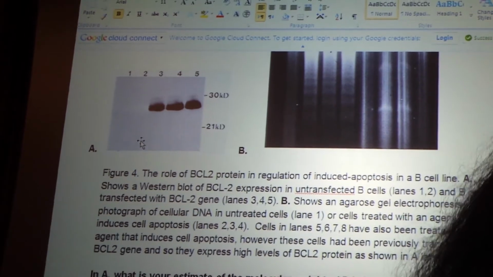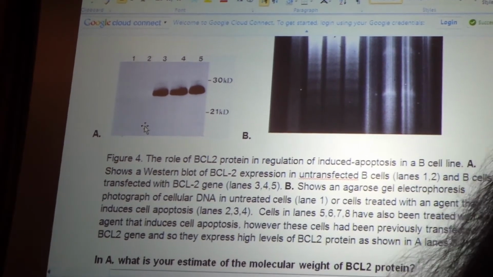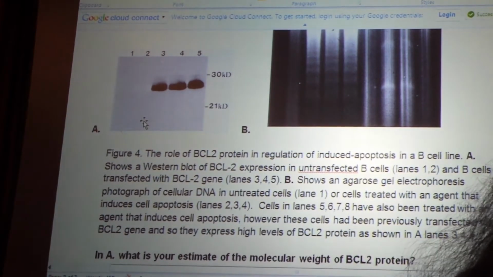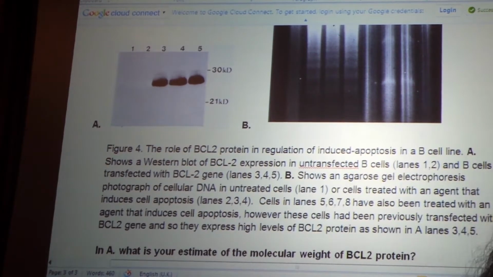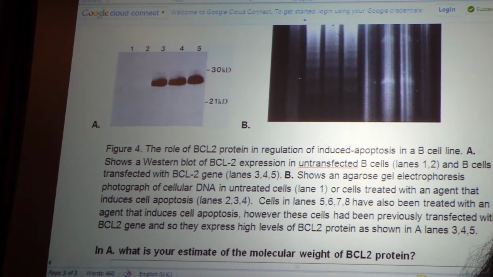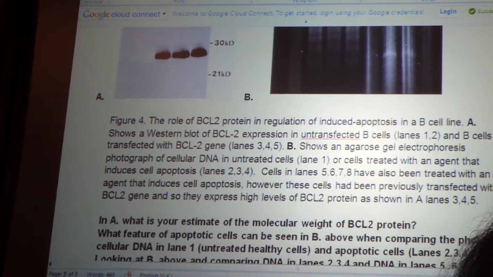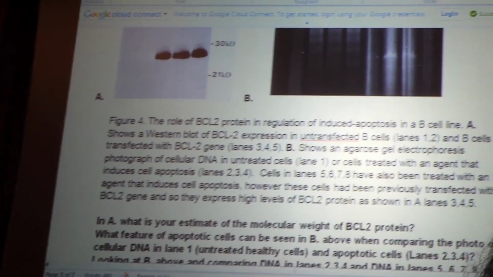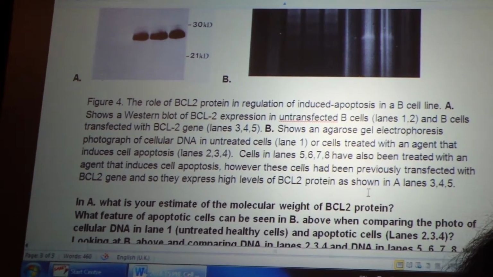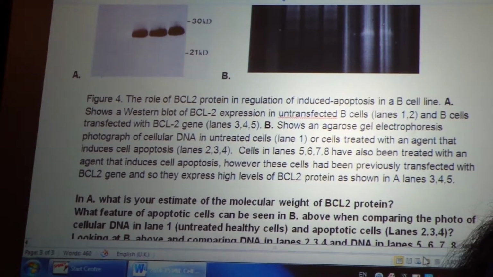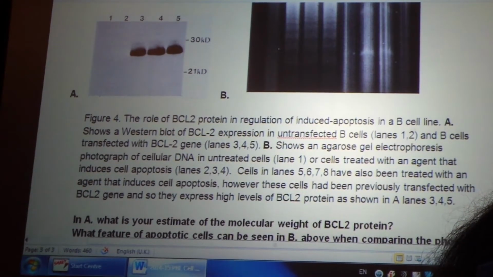Okay, so we can see in lanes 1 and 2, there's very little protein expression of BCL2, and in lanes 3, 4, and 5, there's a very large amount. So then what's happening in B? First of all, the question is, what features of an apoptotic cell can be seen in B when comparing the photo of cellular DNA in lane 1 with lanes 2, 3, and 4?